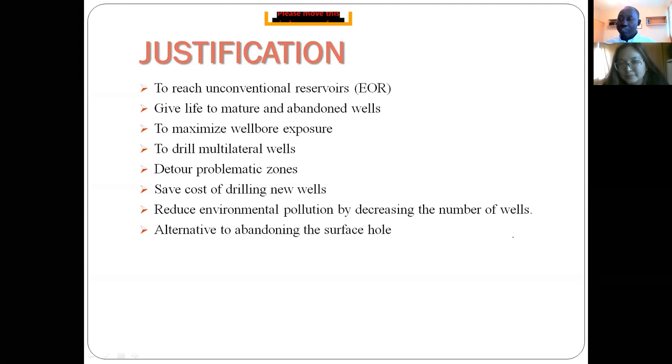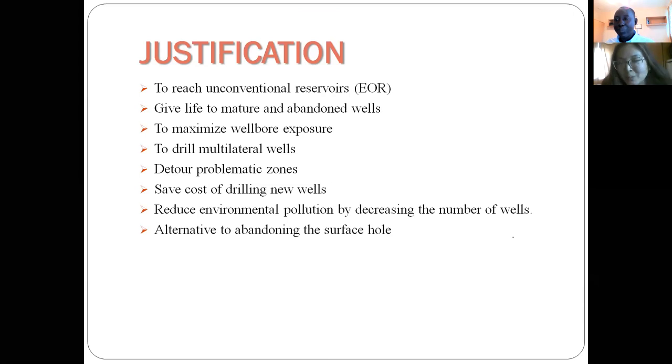When we say unconventional, those are reservoirs that are difficult to get. But for instance, if you are talking of multilateral drillings, in multilateral drillings, we use sidetrack to drill into conventional reservoirs. That is useful. We can use it anyway.